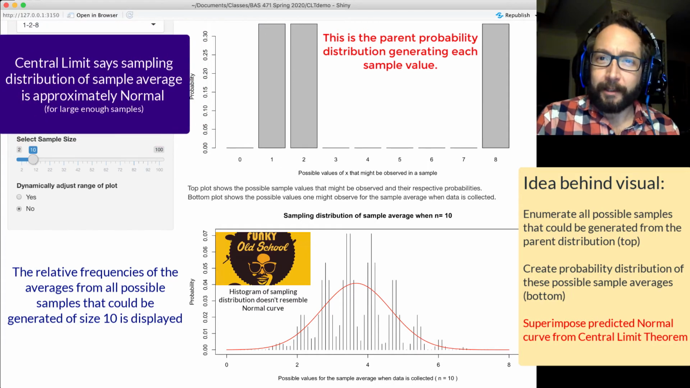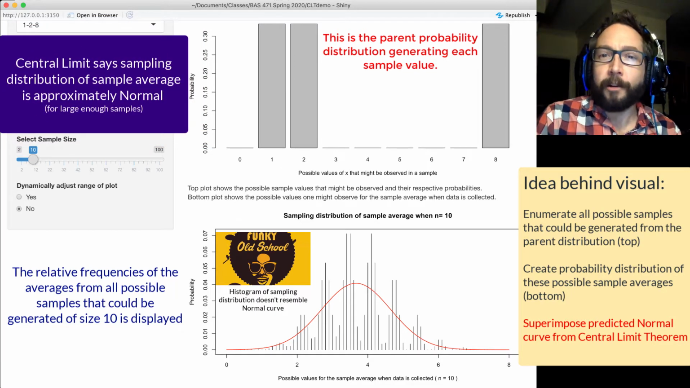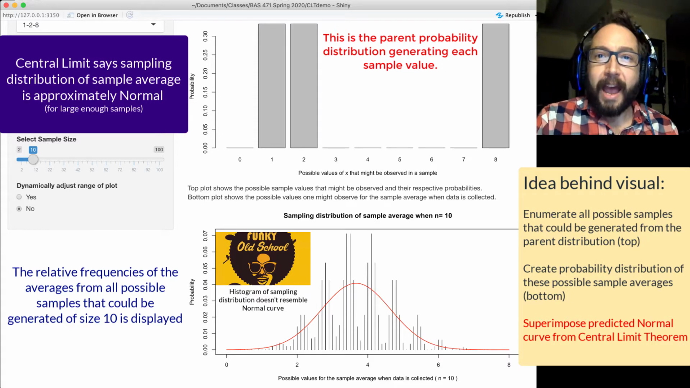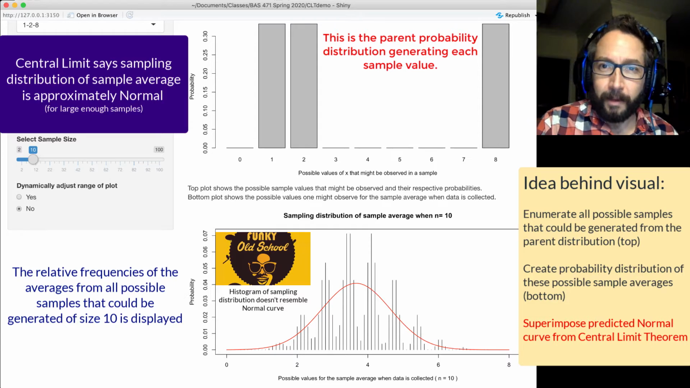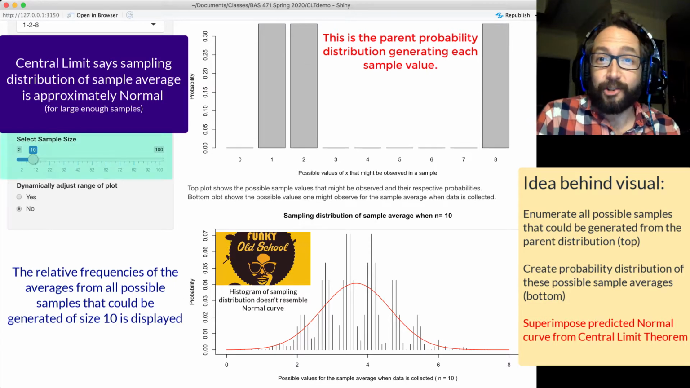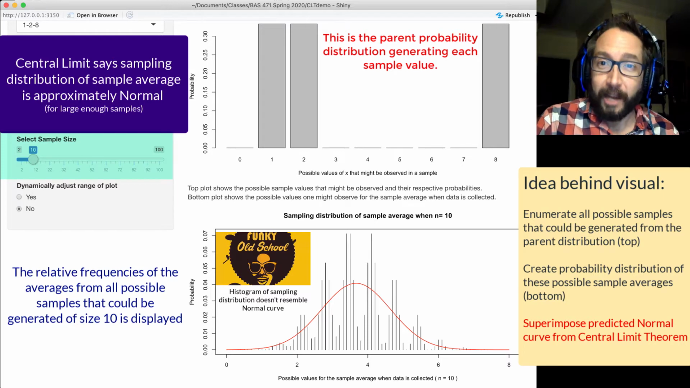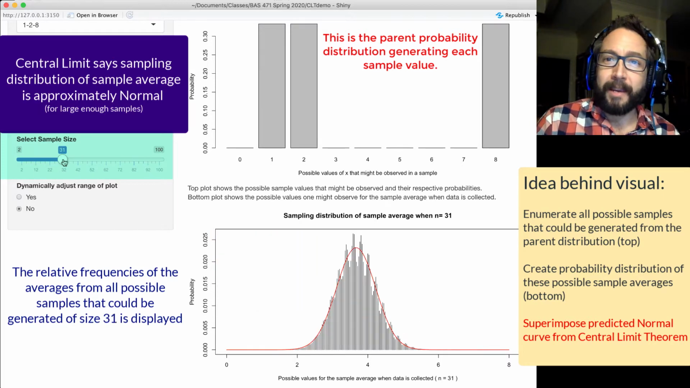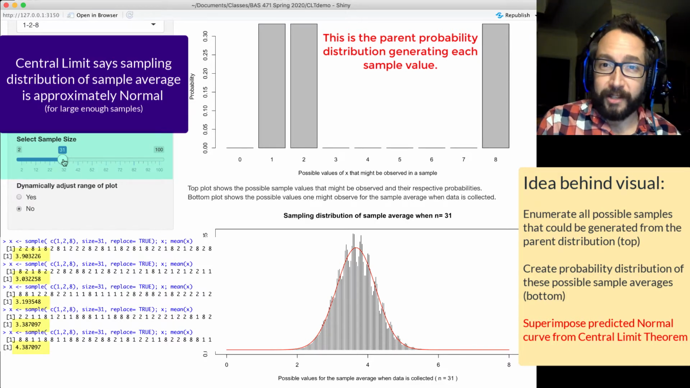What the central limit theorem says is that for a large enough sample, the sampling distribution of that sample average has approximately at least a normal distribution. So why don't I go ahead and change the number of data points in the samples that I'm envisioning? What if I look at all possible samples I could make that have 31 observations in it?